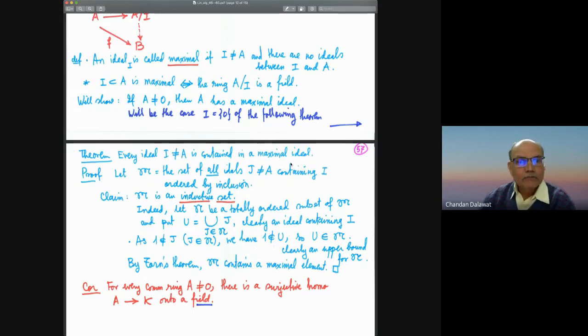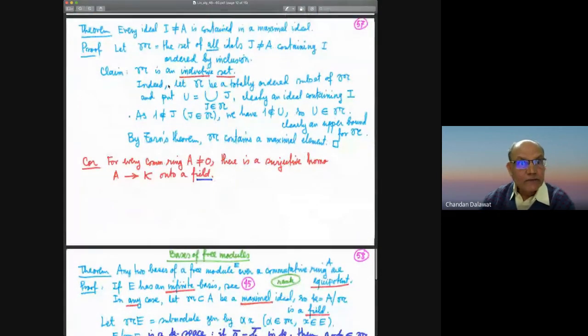Okay? So let's prove this assertion. So again, we make use of Zorn's lemma, which we began with. So consider the set of all ideals in A which are distinct from A and which contain I. That's a set. You order it by inclusion. So you say that an ideal J1 is smaller than an ideal J2 if J1 is contained in J2. So now the claim is that this is an inductive set, which amounts to showing that every totally ordered subset has an upper bound.